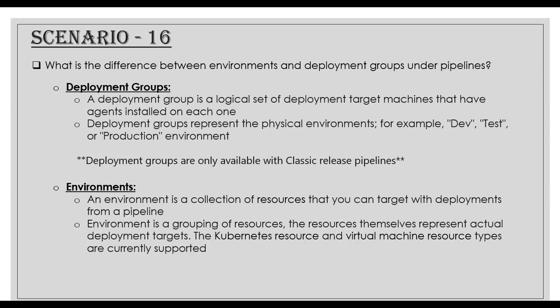deployment history. There is traceability of commits. It can even diagnose resource health. You can even play around with permissions in environments. Okay, so these are the core differences of deployment groups and environment. Keep in mind, deployment group is only supported by classic, whereas an environment is only supported by YAML based pipelines. Okay, let's move on to the next question.